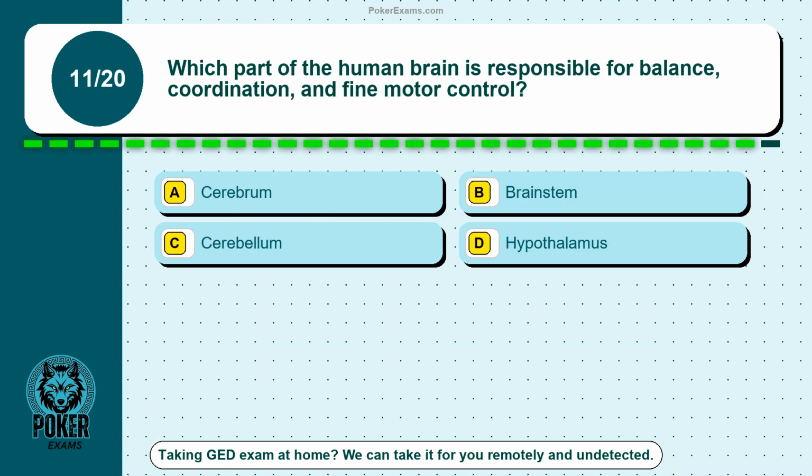Question 11. Which part of the human brain is responsible for balance, coordination, and fine motor control? Option A, cerebrum. Option B, brainstem. Option C, cerebellum. Option D, hypothalamus.